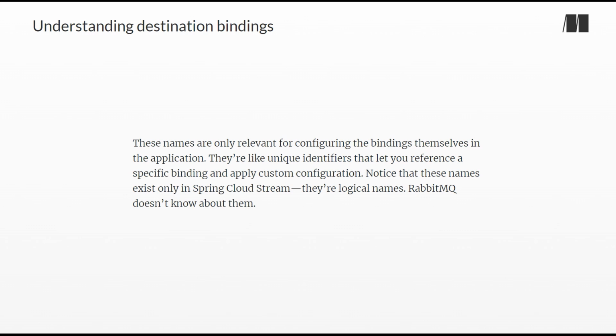These names are only relevant for configuring the bindings themselves in the application. They're like unique identifiers that let you reference a specific binding and apply custom configuration. Notice that these names exist only in Spring Cloud Stream, they're logical names. RabbitMQ doesn't know about them.